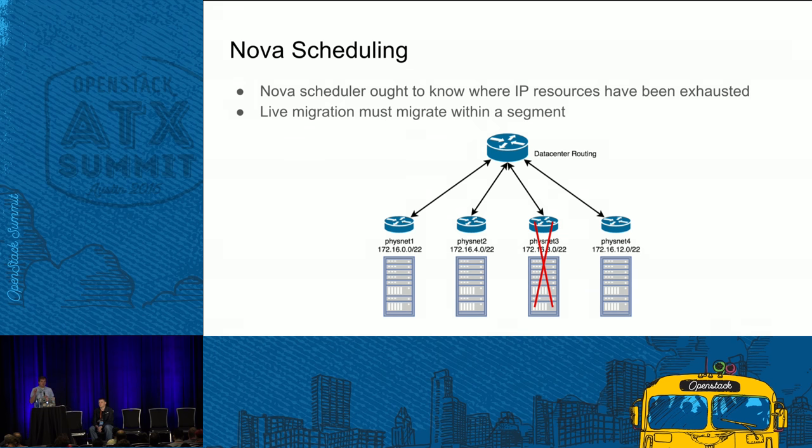But there is a possibility of a race where Neutron may say, yeah, sorry, I just gave out my last one. I'm out of IP addresses. And we get an exception, and we just kick that back to the pre-scheduling step. And it's a pretty tight loop and shouldn't happen often. It really will only happen when there's that last final race for the last IP address on a segment.